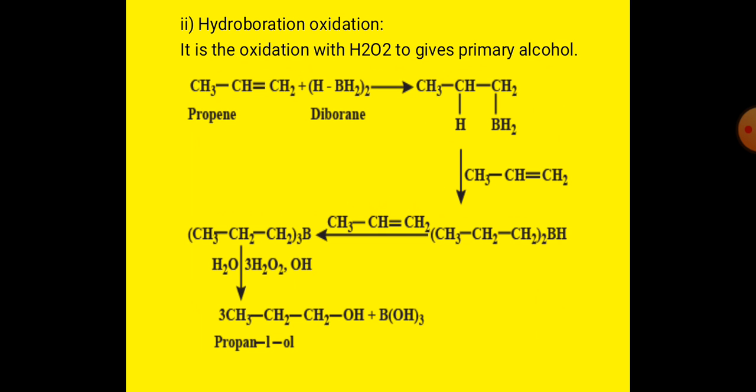Further, hydrolysis of trialkoxyborane gives primary alcohol, that is propan-1-ol. Here the stoichiometry of the reaction is not proper. Here three molecules of alkenes are used.